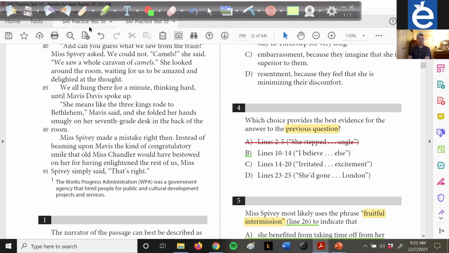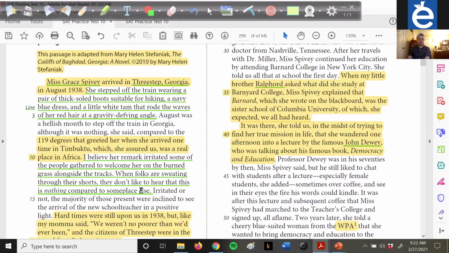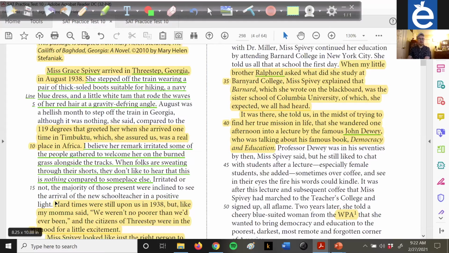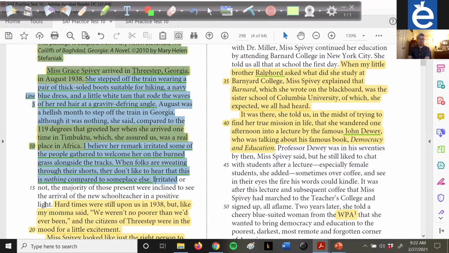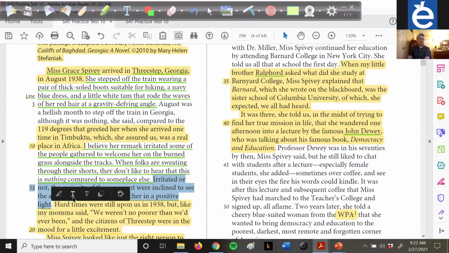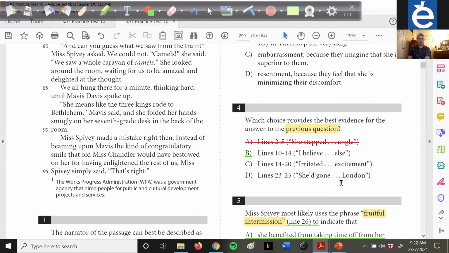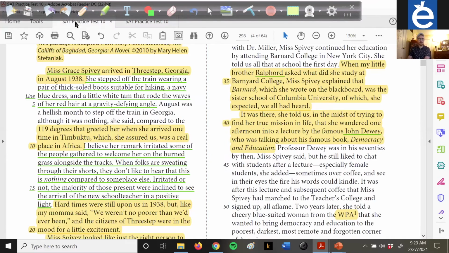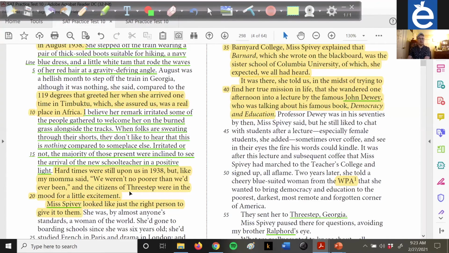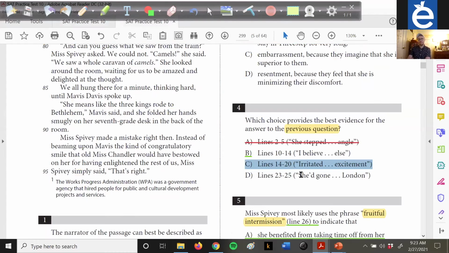Let's look at the other ones just to build context. Irritated or not, the majority of those present were inclined to see the arrival of the new school teacher in a positive light. Well, okay, that's not a reaction to her comment about the heat. Oh, it does keep going though, all the way to line 20, which we already read. Hard times were still upon us in 1938, but like my mama said, we weren't no poorer than we'd ever been, and the citizens of Three Step were in the mood for a little excitement. Doesn't have to do with what we're concerned about.